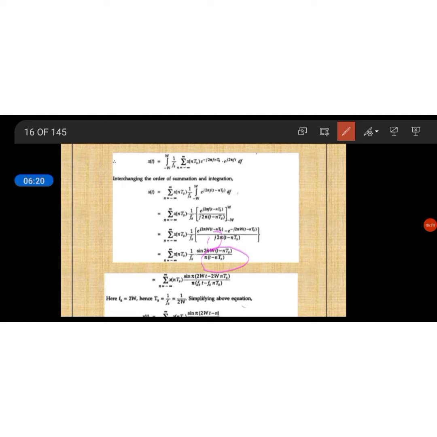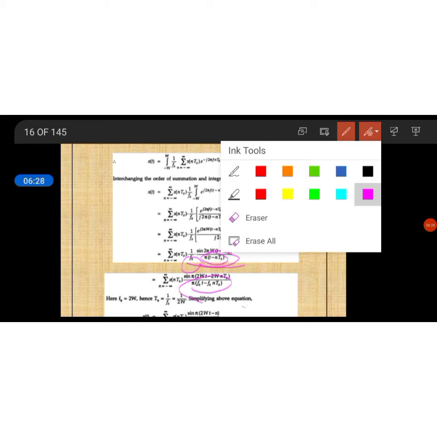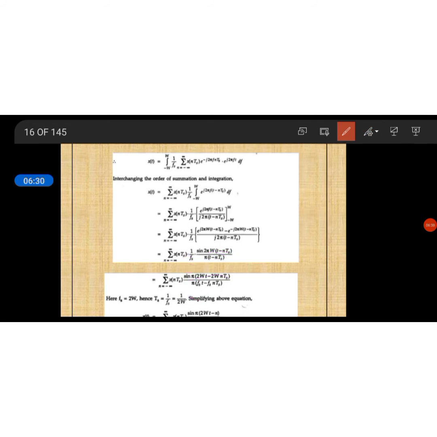Then you have to multiply by fs here, in everything in this equation. And 2 omega t you have to multiply inside. So it will be 2 omega t minus 2 omega n Ts.